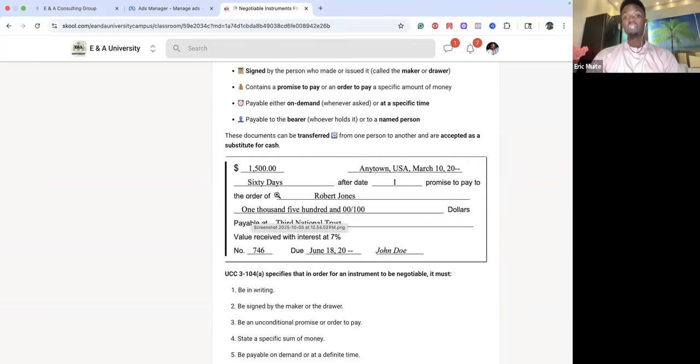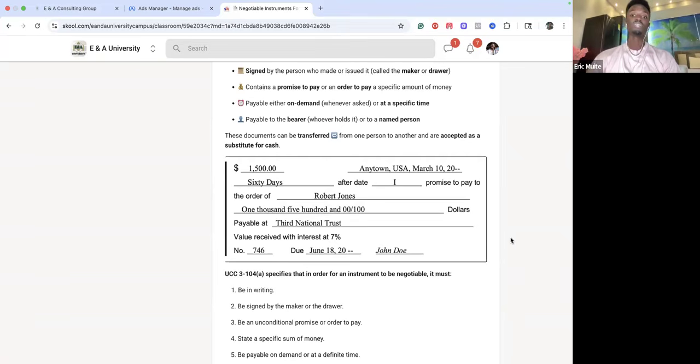That's basically saying that 60 days after March 10th, 2025, it would be May 10th. By May 10th, that's when this is valid, because it has a specific time frame. And it's paid to the order of Robert Jones. When it's payable to bearer, a promise to pay to the order of bearer, you're leaving it open.